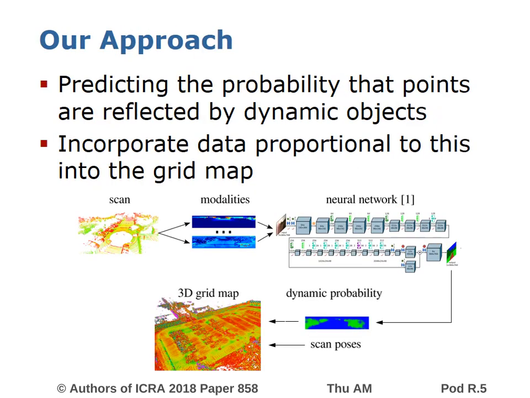In contrast to this approach, we predict in the first step a per-point probability that this point is reflected by a dynamic object. In the second step, we add beams proportional to the probabilities into the map. In the lower part, we can see our pipeline. First, we take a 3D scan, transform it into 2D images. We then feed these images into our neural network to get the dynamic probabilities. In the second step, we then use these probabilities to build a 3D grid map.